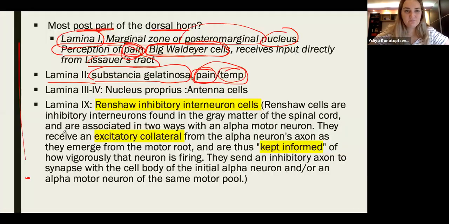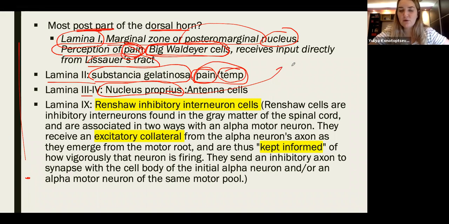Lamina number 3 and 4 contain nucleus proprius. We'll talk about it later, but it has something to do with cranial nerve number 10. You will see that they're connected. This nucleus is connected to the vagus nerve in a way. We'll talk about it later. The interneurons in this nucleus are called antenna cells.